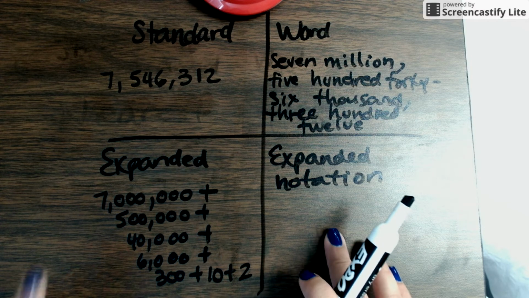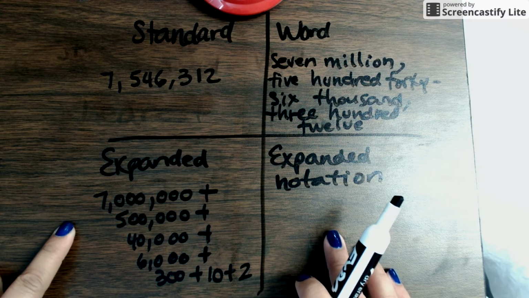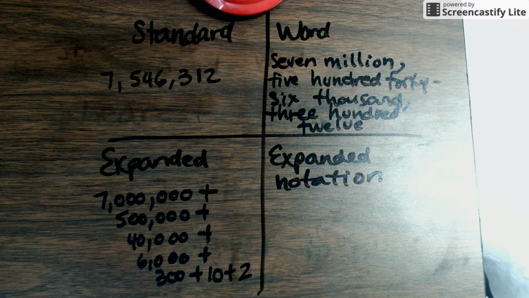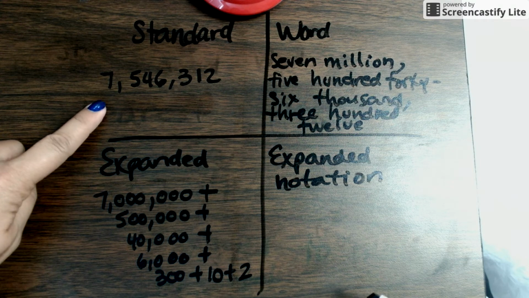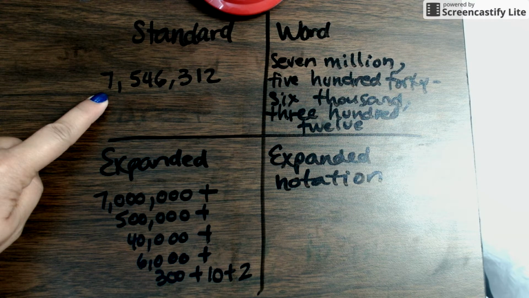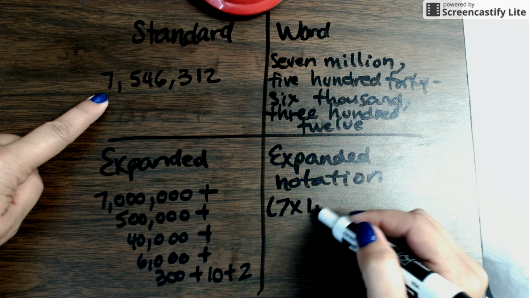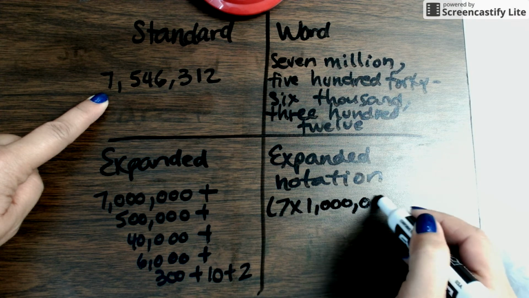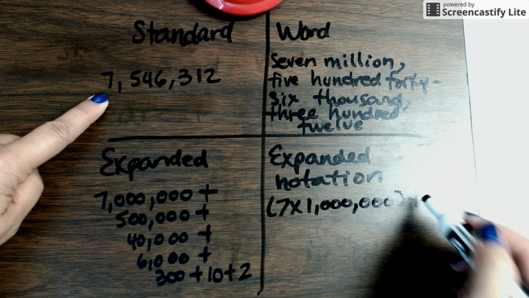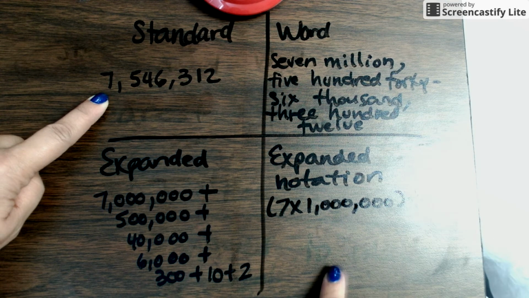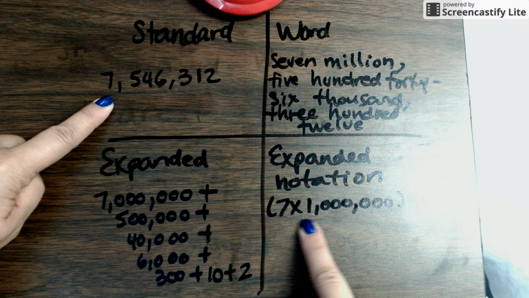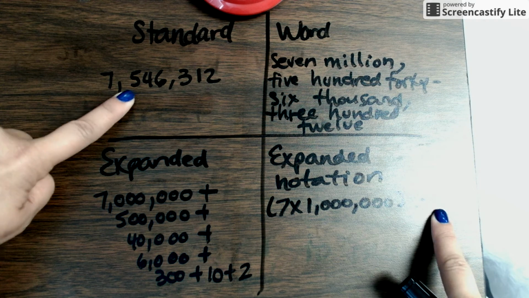Now, expanded notation is similar to this, but a little bit different. So what we do in expanded notation is you take that digit. So for example, look at the first digit. It's a 7 and it's in the millions place. So we would say that we have 7 millions, or we would write it as 7 times 1 million plus. Okay, so we have 7 million, so we would say we have 7 times a million plus.